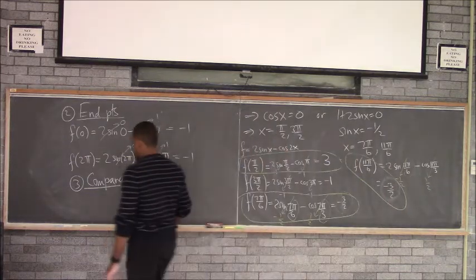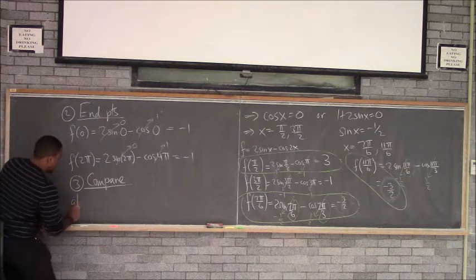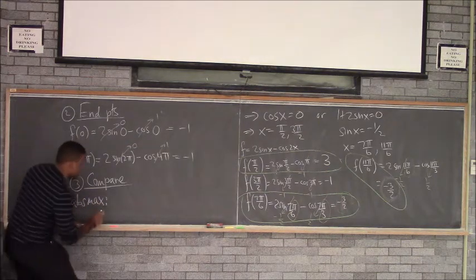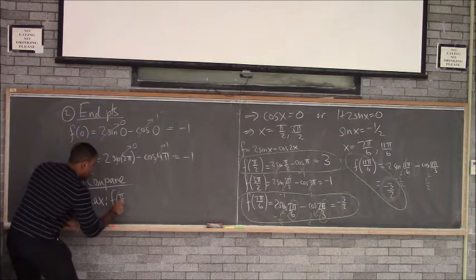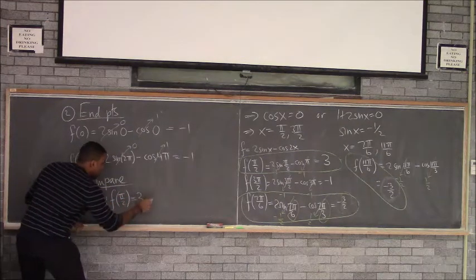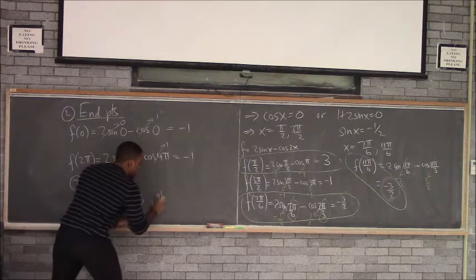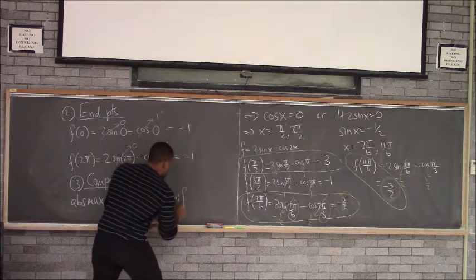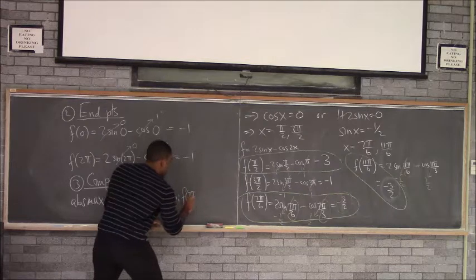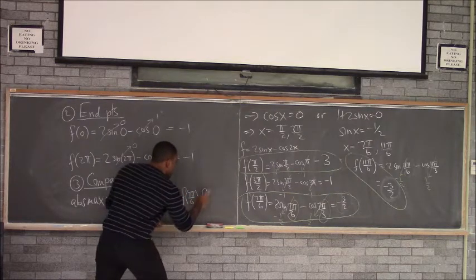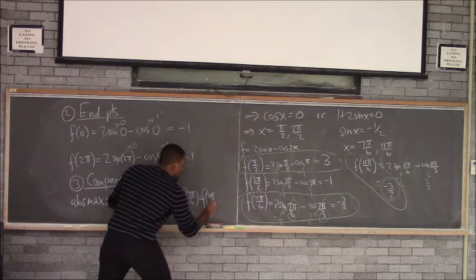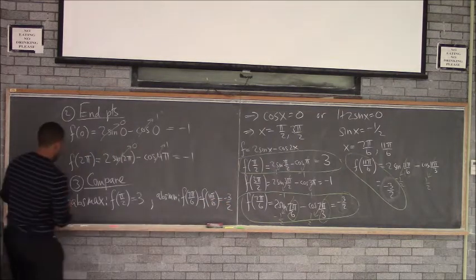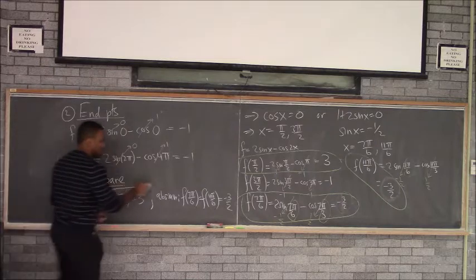So here's how you're going to say that. The absolute max is going to be f of pi over 2 equals 3, comma, the absolute min. You'll say both. So you say f of 7 pi over 6 equals f of 11 pi over 6 equals minus 3 over 2. And that's what the answer will look like here.